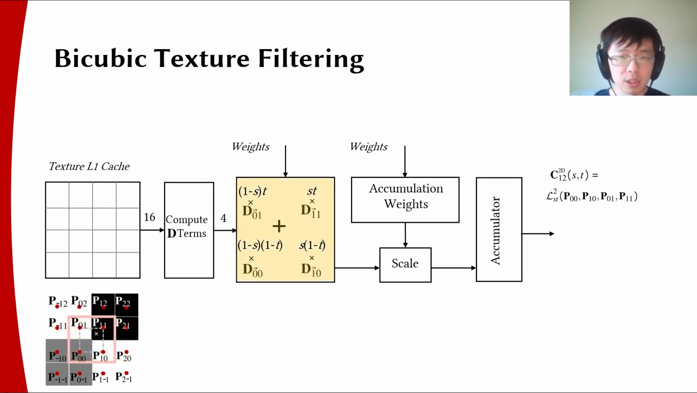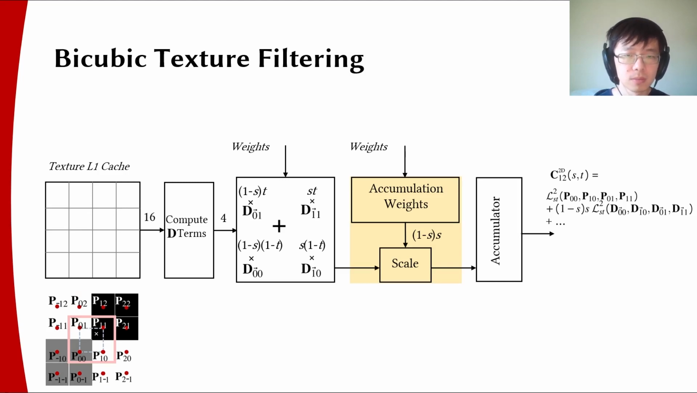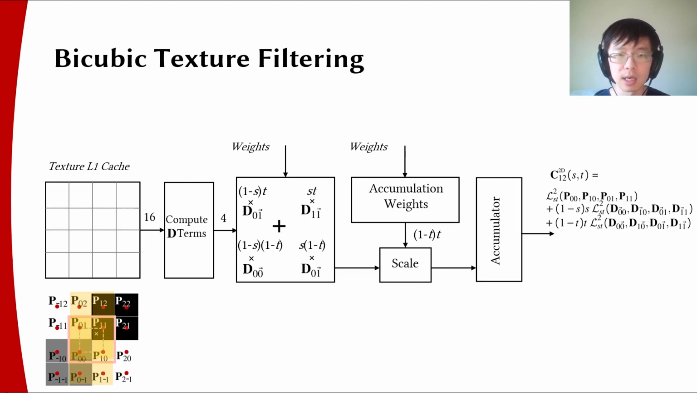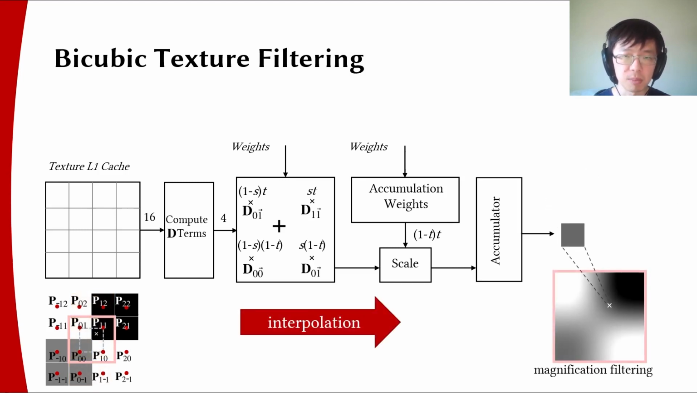The 4 horizontal d terms are bilinearly interpolated. Then we use the existing accumulation and scaling units to scale the result with the factor (1 - s) times s, and add it to the result of the previous bilinear interpolation. Similarly, we compute the bilinear interpolation of the 4 vertical d terms, scale the result by (1 - t) times t, and add it to the previous sum. This completes our bicubic interpolation using 12 points.